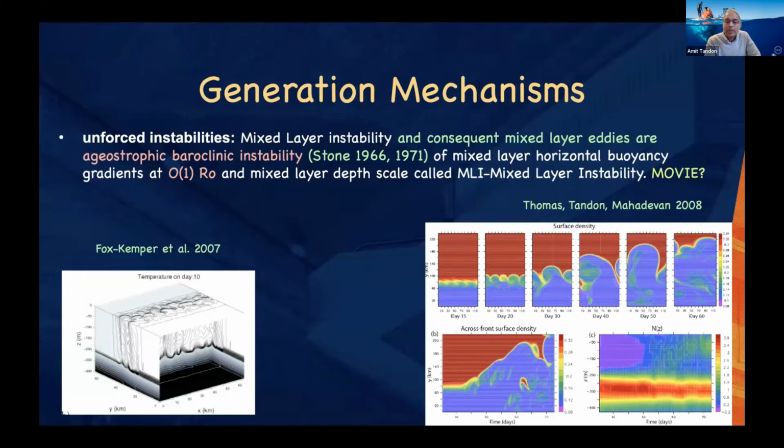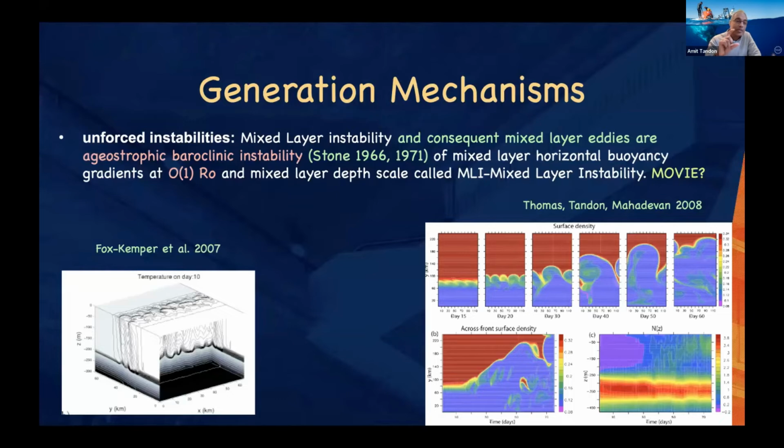Further unstable, it generates these eddies, which are shown on the left from a paper by Fox-Kemper, and on the right in a review paper that we wrote in 2008. So this front generates these submesoscale eddies. And these submesoscale eddies are essentially being generated by baroclinic instability, except that this is not a small Rossby number baroclinic instability, but an order 1 Rossby number baroclinic instability. This was analytically done by Peter Stone in the '66 and early '70s set of papers. So this is an ageostrophic baroclinic instability.